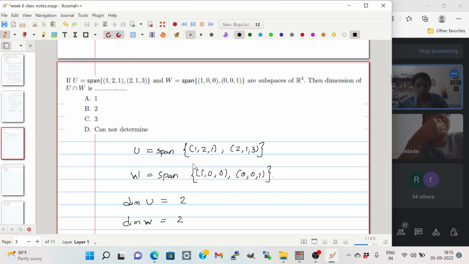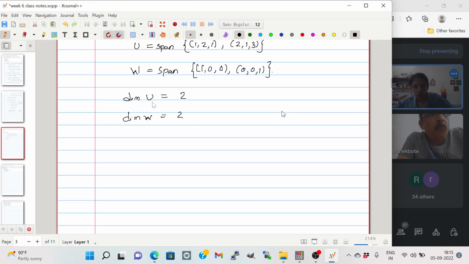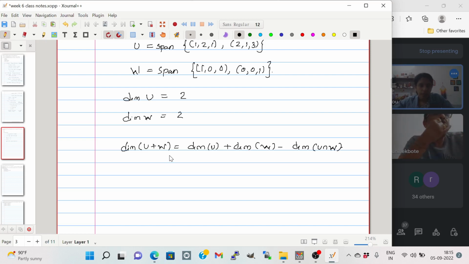Okay. Now the question is the dimension of U intersection W. So we have one theorem: dimension of U plus W equals dimension of U plus dimension of W minus dimension of U intersection W. Okay.